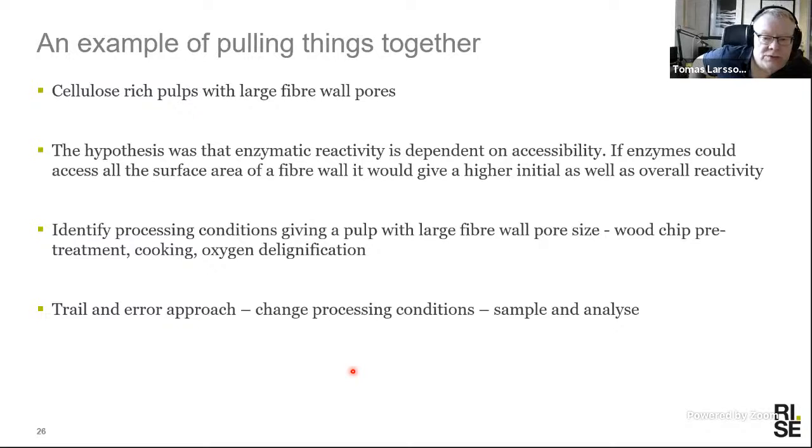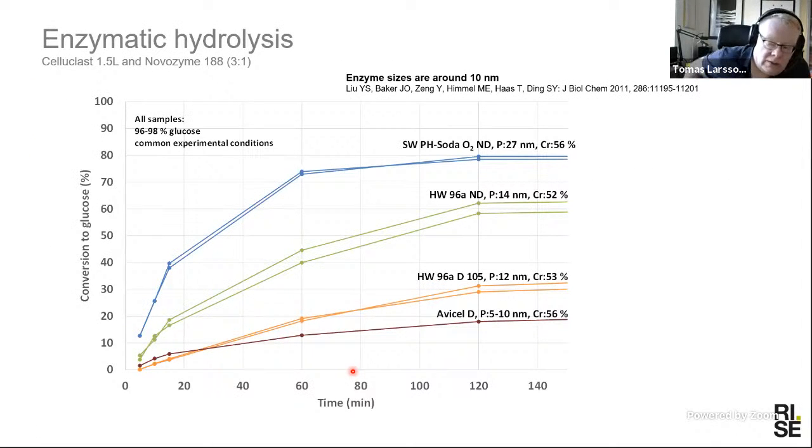So we identified processing conditions by a trial and error approach. We used 3 different processing steps: wood chip pretreatment, cooking, and oxidant delignification. We changed conditions during this, then sampled and analyzed. We typically took measures of the average pore size. When we made a processing condition change, did it result in an increased pore size, a decreased pore size, or didn't make any difference at all? By doing that over and over again, we could come up with a target material that had a much larger average pore size than we typically had before.